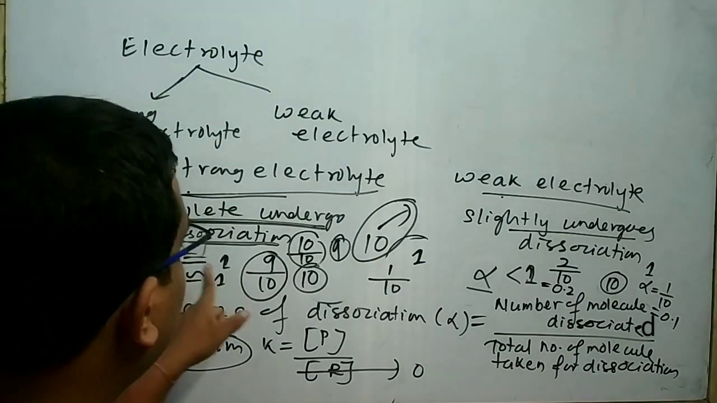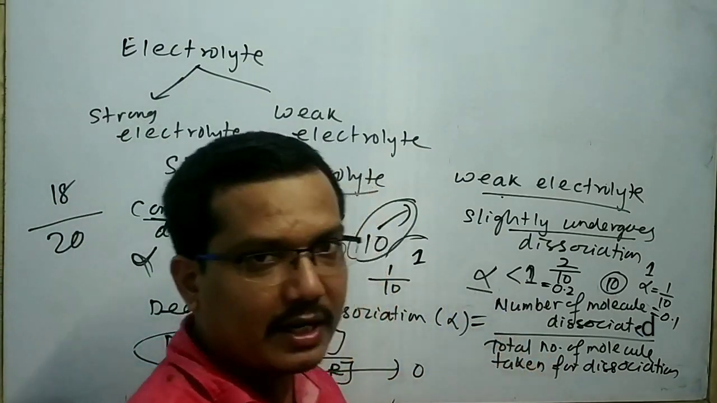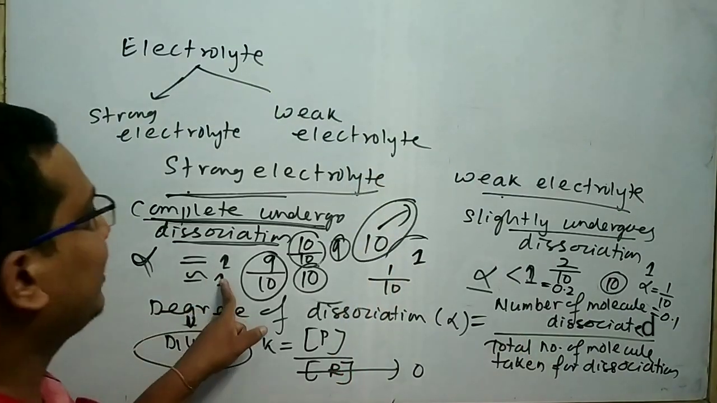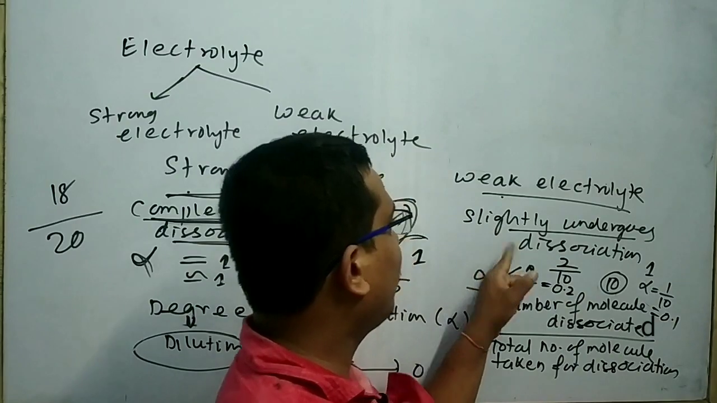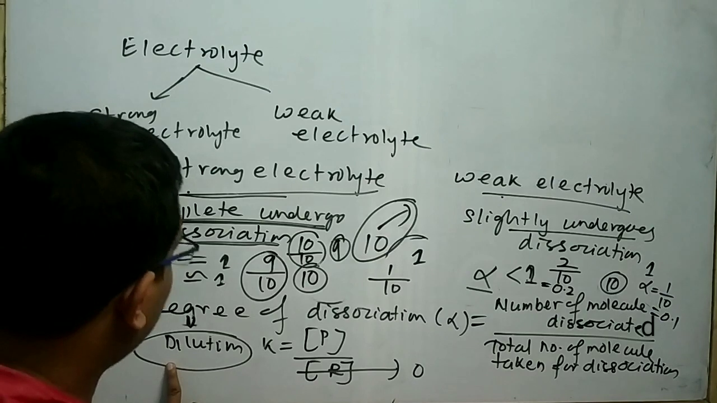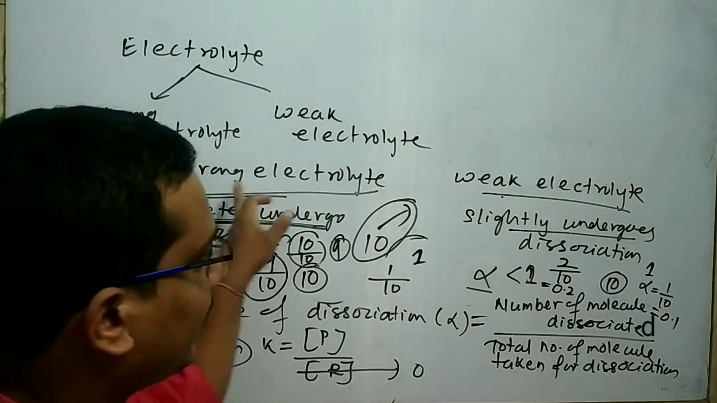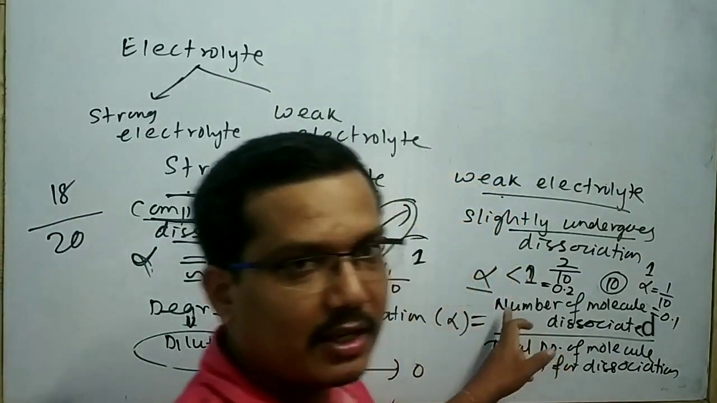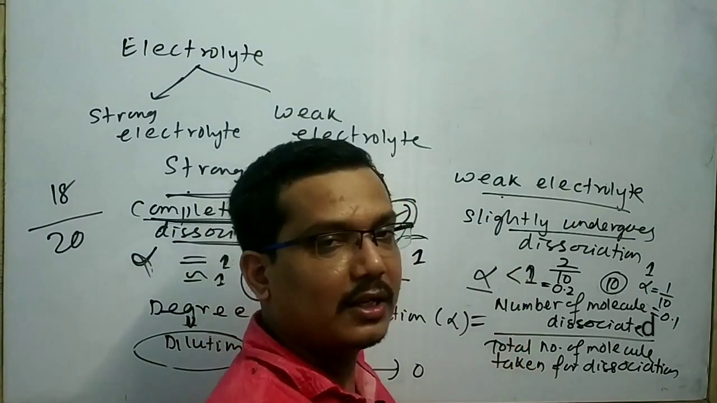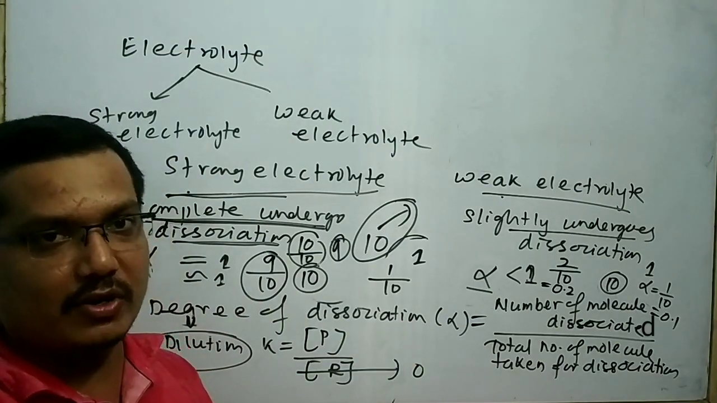The fourth point is that for a strong electrolyte the law of chemical equilibrium is not applicable, but in the case of a weak electrolyte, the law of chemical equilibrium is applicable. The fifth point is that the conductivity of a strong electrolyte is high, but the conductivity of a weak electrolyte is very low. The sixth point is that there is no correlation between dilution and the degree of dissociation of a strong electrolyte, but in the case of a weak electrolyte, there is a correlation of the degree of dissociation with the dilution. These are the differences between a strong electrolyte and a weak electrolyte.